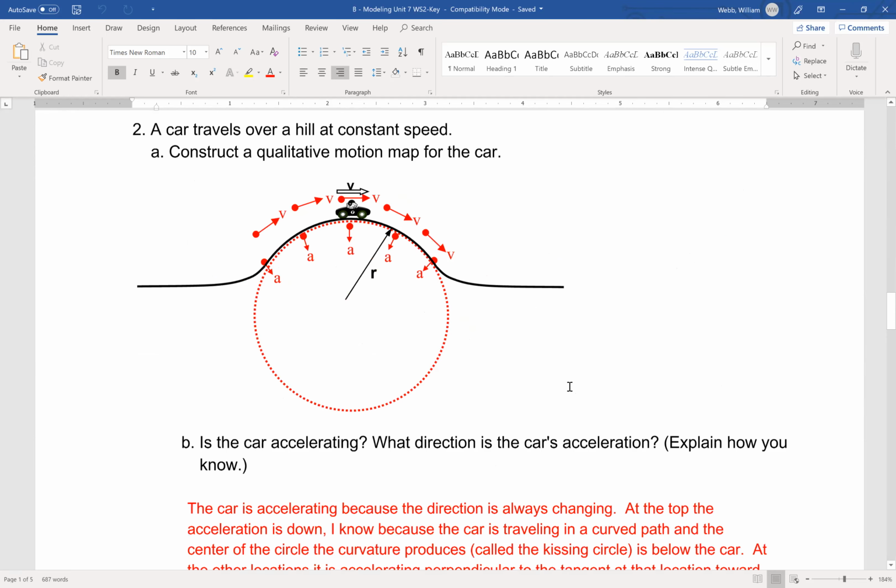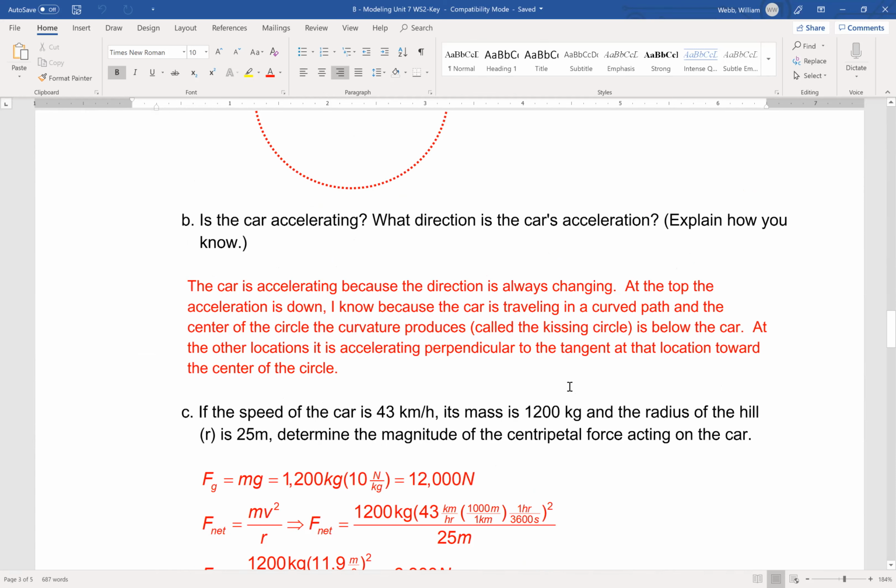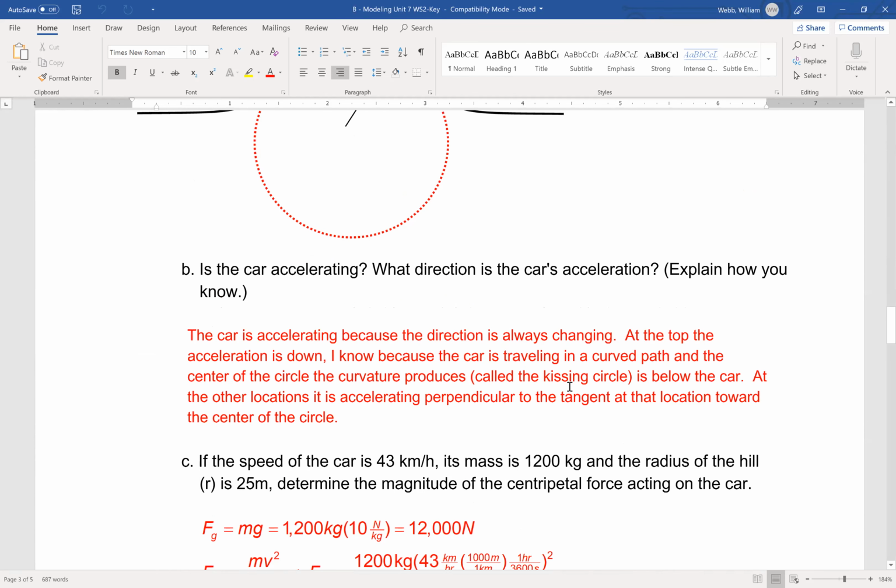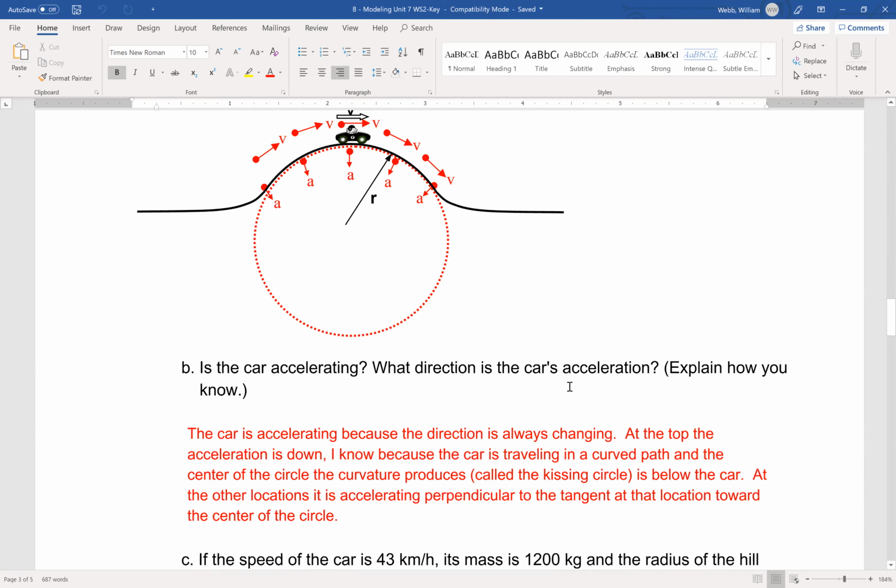And then it's very similar in part B. Is the car accelerating, and what's the direction? Well, it has to be accelerating because the velocity is changing in its direction. And even if the velocity's magnitude is constant, even if the speed is constant, because the direction is changing, it has an acceleration. And its acceleration would be centripetal in nature because along this curve, it's following a circular pattern. And the acceleration will be directed to the center of that curvature, or to the center of that circle, the kissing circle. So very much like what we did on the other one, number 1.